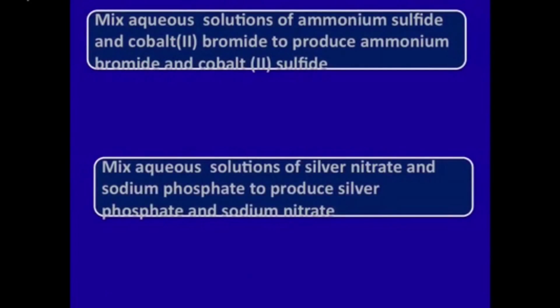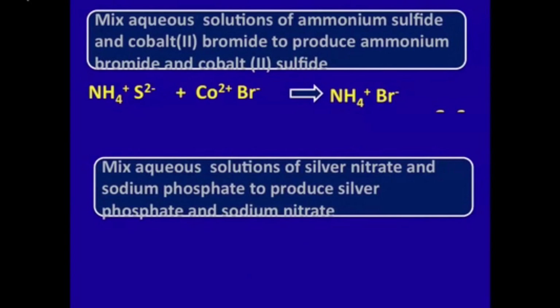Mix aqueous solutions of ammonium sulfide and cobalt 2 bromide to produce ammonium bromide and cobalt 2 sulfide. Here's ammonium sulfide, and I'm not going to do the crossover right now, but you would of course need to if you're writing a full equation. There's cobalt 2 bromide. There's ammonium bromide, that's what we're producing, and cobalt 2 sulfide. Again, I have not done all my crossovers, and you would want to do that. I'm just showing you how to find the precipitate.